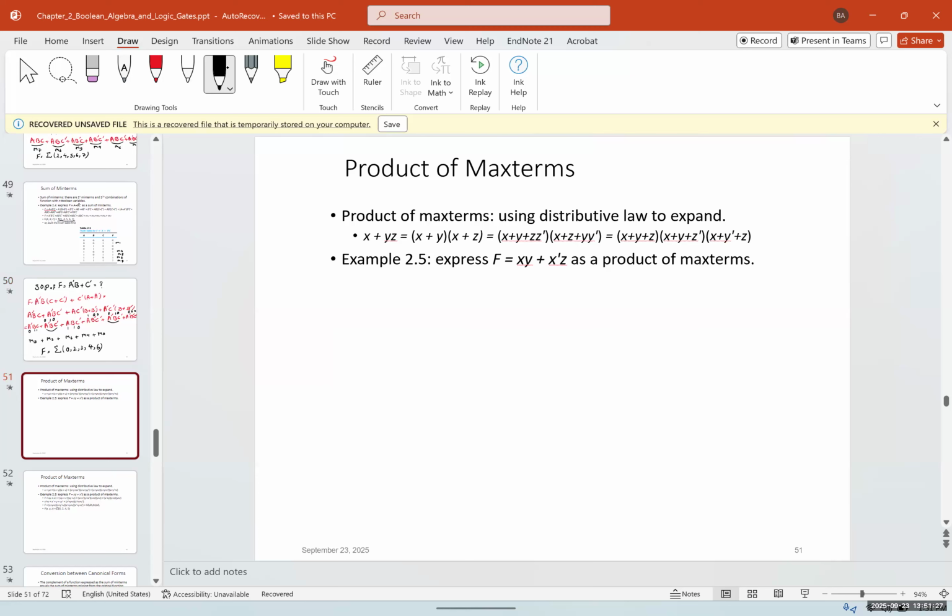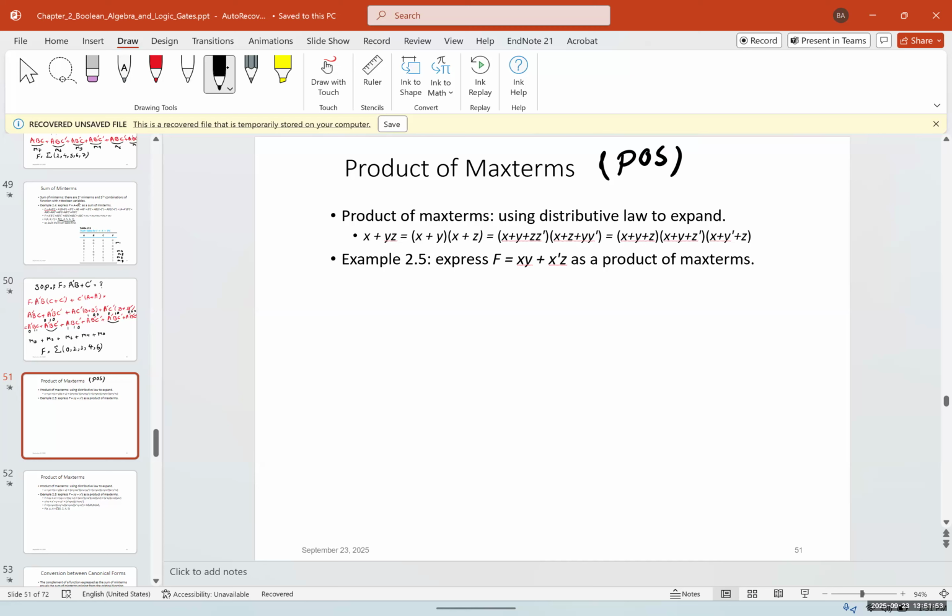Now, for the product of sums, or the product of max terms, we can write it as POS, product of sums. It's going to be the same. We can use the distributive law to expand. Again, for example, x plus yz. Using the distributive law, we can write it as x plus y and with x plus z.